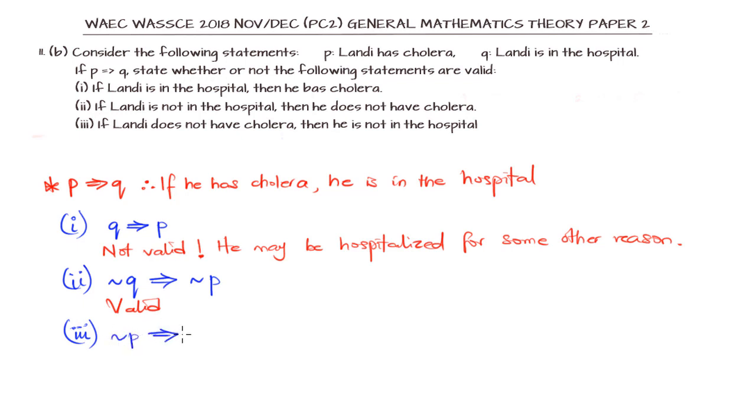Then if he does not have cholera, then he's not in the hospital. Well, this is quite interesting. He doesn't have cholera, then he's not in the hospital. That's not valid, because even though he doesn't have cholera, he may still be in the hospital for some other reasons, just like the argument in the first case.